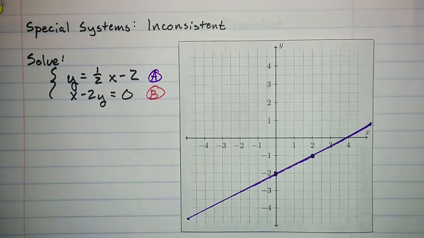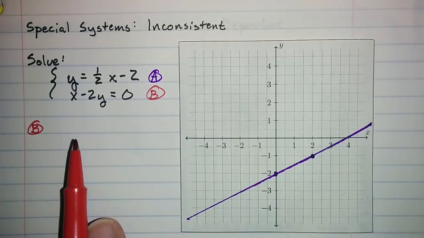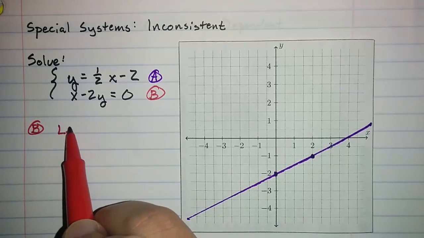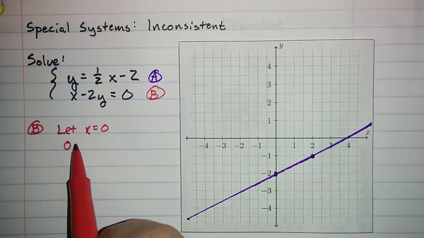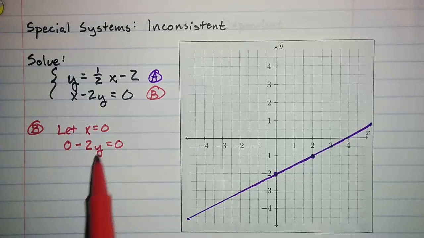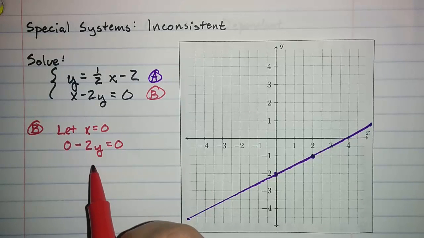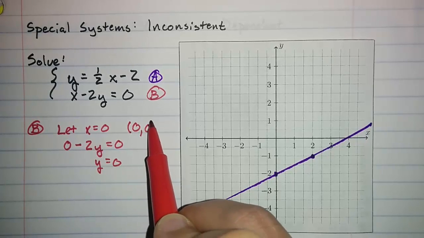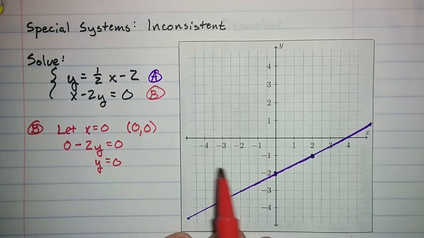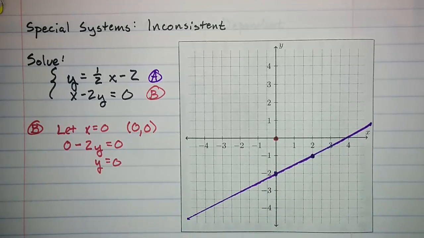As for B, this is not in slope-intercept form, so I'm going to try finding the intercepts. Alright, so let's let x equals 0. I'll get 0 minus 2y equals 0. Minus 2y equals 0, divide both sides by -2. We get y equals 0. That tells us that the point 0, 0 is on the line. But that's both of the intercepts, isn't it? How are we going to get another point?